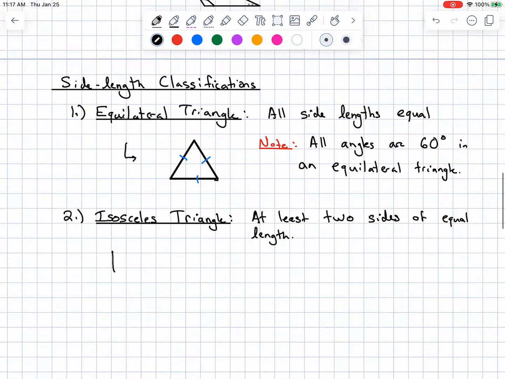So you could draw it like this. You can have acute isosceles triangles. You can have obtuse ones. I'm going to draw an obtuse one, but it doesn't matter. And so here, these two sides, the two top ones, are equal, and the base is different.